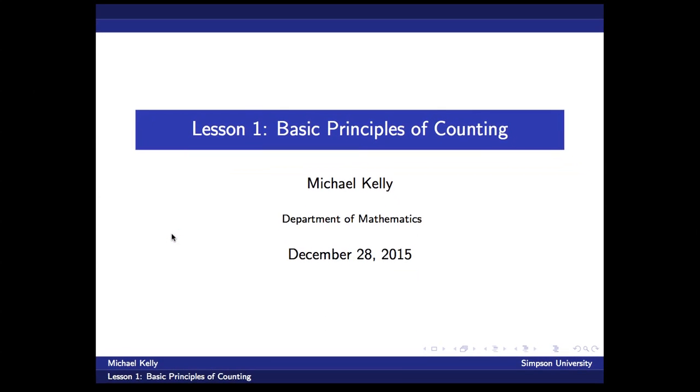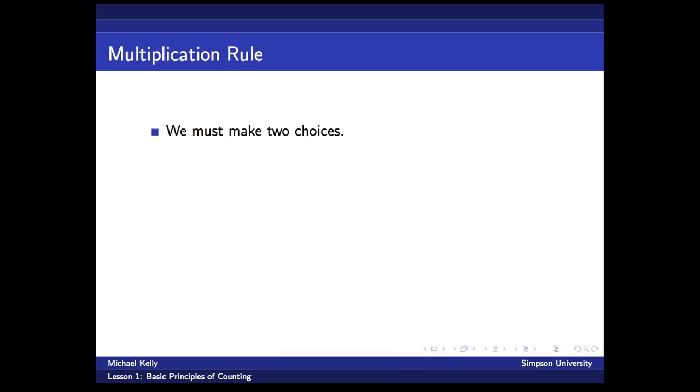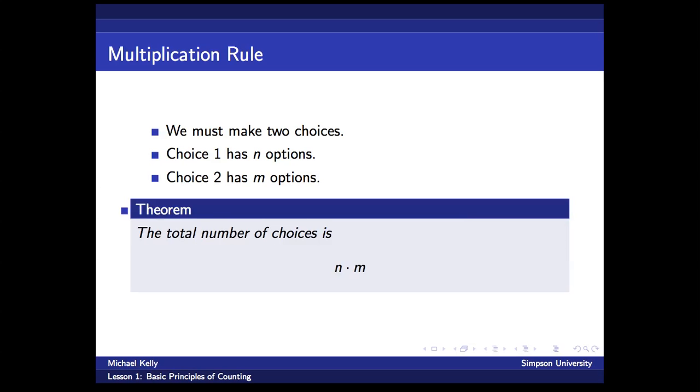Today we're going to talk about the basic principles of counting, the first being the multiplication rule. So if we have to make two choices, and the first choice has n options, and the second has m options, the multiplication rule says that the total number of choices we have is n times m. So we just multiply the number of options we have for each choice, and that gives us the total choices.